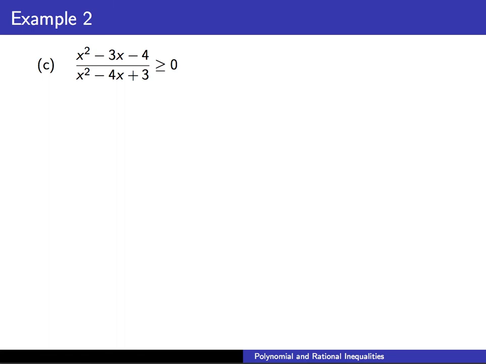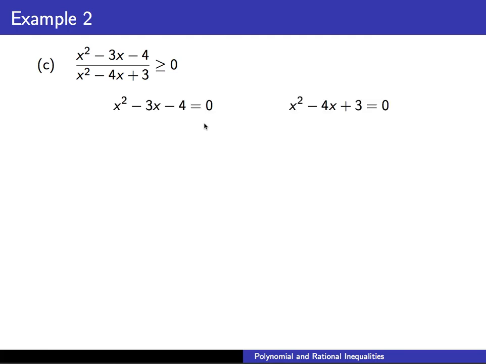All right, in this video, we're going to take a look at some more examples of solving rational inequalities. So example 2c, we have x squared minus 3x minus 4 over x squared minus 4x plus 3. That expression is greater than or equal to 0. So here we have one where we have a 0 on the right-hand side, much like example 2a. So these are nice because we can set our numerator equal to 0 and set our denominator equal to 0 to find our critical values.